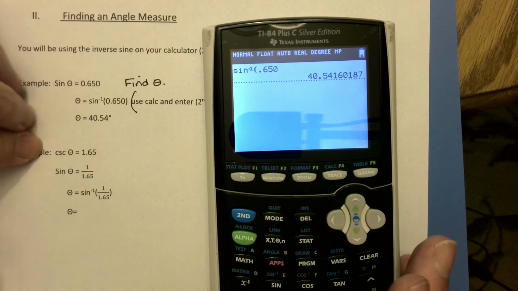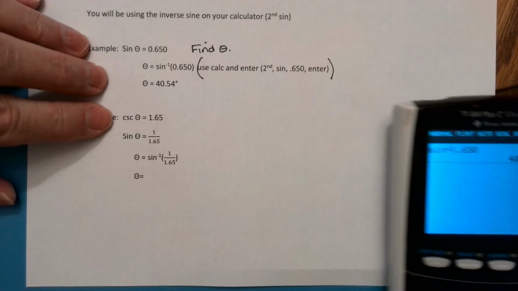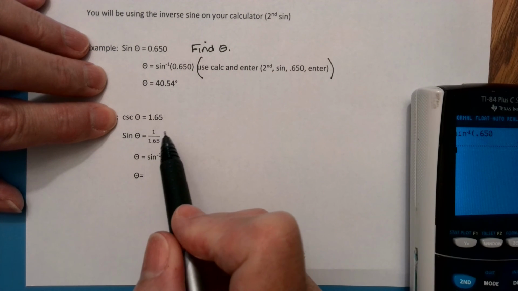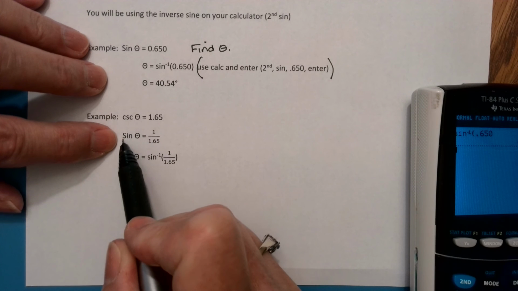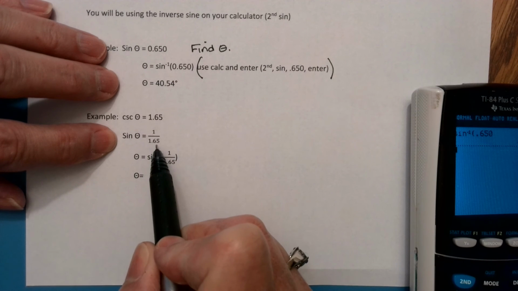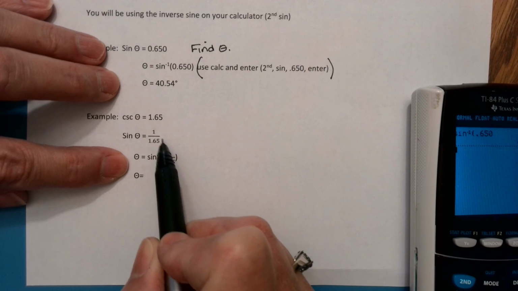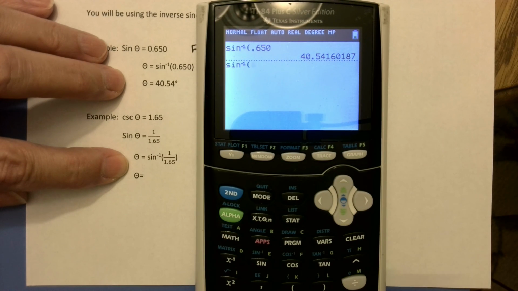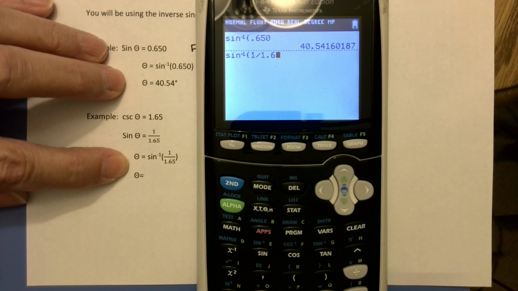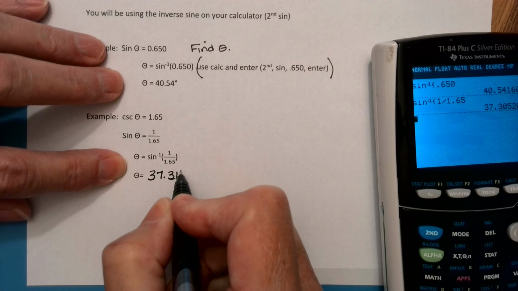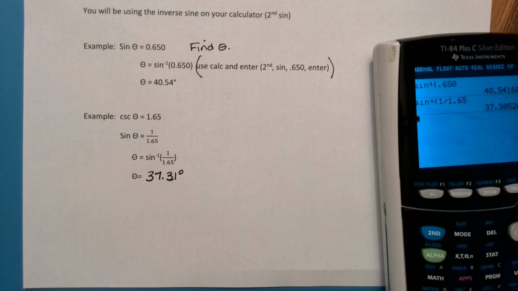Okay? So let's look at one a little more complicated. What if they ask for cosecant? Because you know cosecant is not on your calculator. So cosecant of theta equals 1.65. Well, we know that then the sine of theta would be 1 over 1.65. Since the sine of theta would be that, then theta is going to be the inverse sine of 1 over 1.65. So we're going to do second sine, and we're going to do 1 divided by 1.65. And we get 37.31 degrees. So rewatch this if you need to.